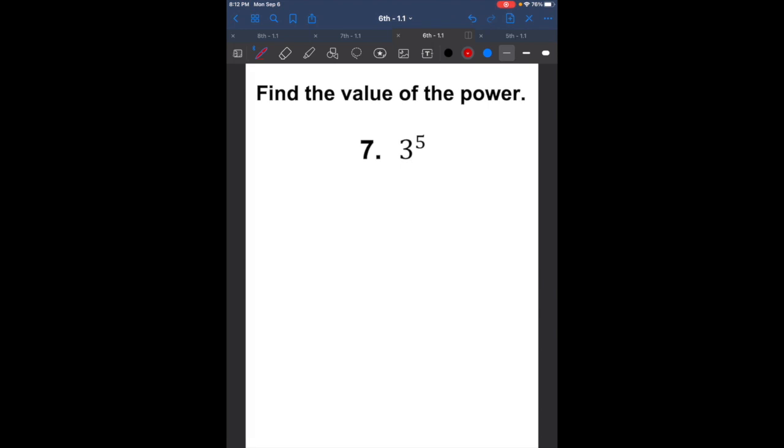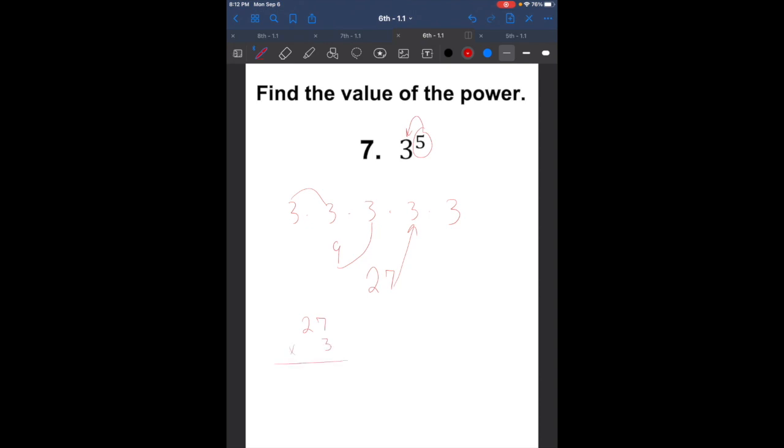This is our last question. Alright, so all we got to do is multiply. So how many number 3s do we have? We should have 5 of them. So we have 3 times 3 times 3 times 3 times 3. Let's see. 3 times 3 is 9. 9 times 3 is 27. All right. And now we got to multiply 27 times 3. Let's do that. Please do not use a calculator. Make sure you show all your work.